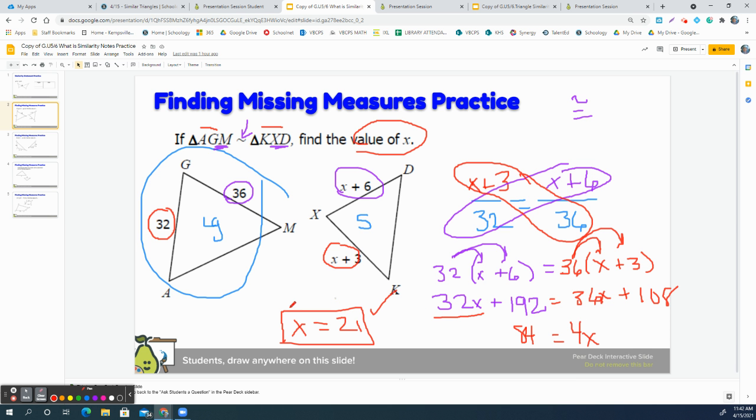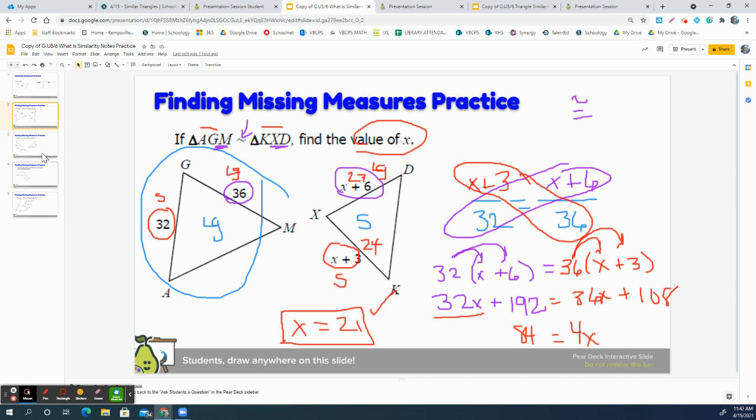I very strongly encourage you to go back and put those numbers in. So 21 plus 6 is 27. And 21 plus 3 is 24. If you get in that habit, then if they ask for a side length, you won't be tempted to just put 21. You can also check for reasonableness. This 32 is smaller than 36. So this red one over here, the 24, should be smaller than 27. It makes sense, right? You can always check for reasonableness this way. And I strongly, strongly, strongly encourage you to do that.